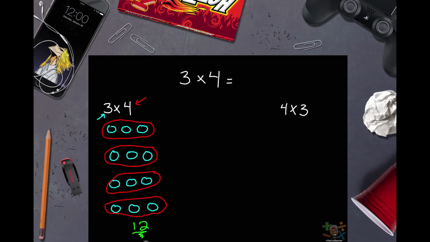And there you have it. And that is the essence of how we multiply. All right? Group it up, section it off, count it all together. Bam. All right.